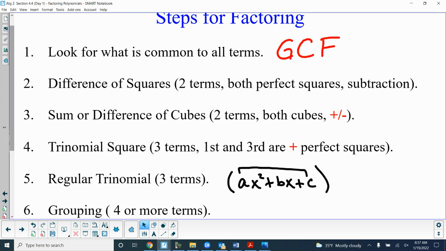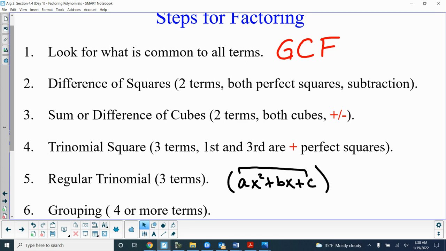There's two terms again, it's a binomial. They'll both be perfect cubes, and this could be addition or subtraction. For the squares it has to be subtraction, but for the cubes it could be addition or subtraction. And there's a certain way, like I said, that I'll show you how to factor those.